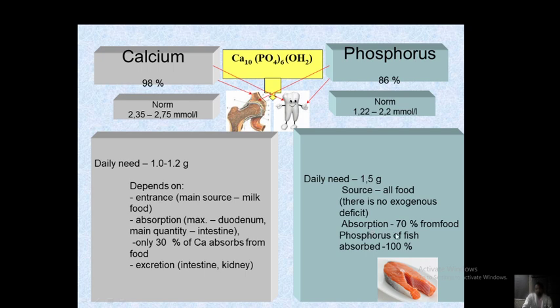It is absorbed from the intestine, and it can be reabsorbed from the kidney. And the sources: 70% from the food is absorbed, and phosphorus from fish is absorbed 100%.